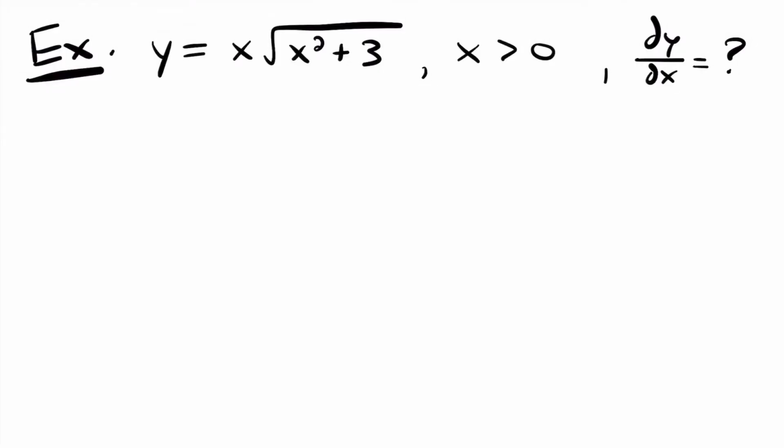All right, welcome back. Let's start with this example. We have the function y equals x times the square root of x squared plus 3, and we want to find the derivative of this function given that x is greater than 0.